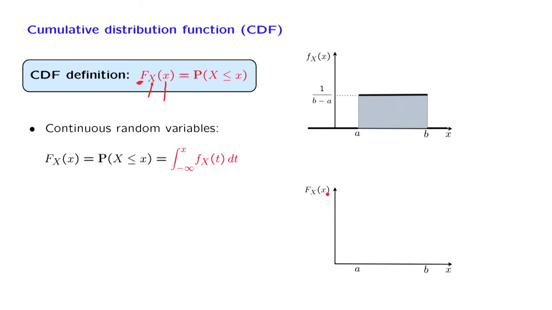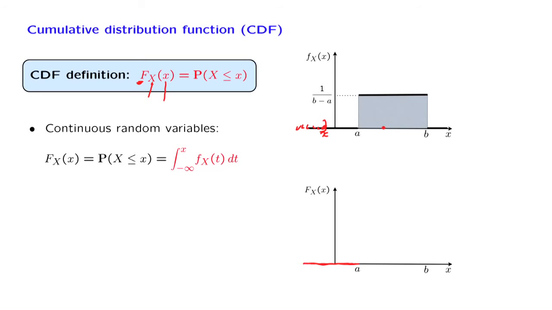The CDF is a function of little x, and the form that it takes depends on what kind of x we're talking about. If little x falls somewhere here to the left of a, and we ask for the probability that our random variable takes values in this interval, then this probability will be 0 because all of the probability of this uniform is between a and b. Therefore, the CDF is going to be 0 for values of x less than or equal to a.